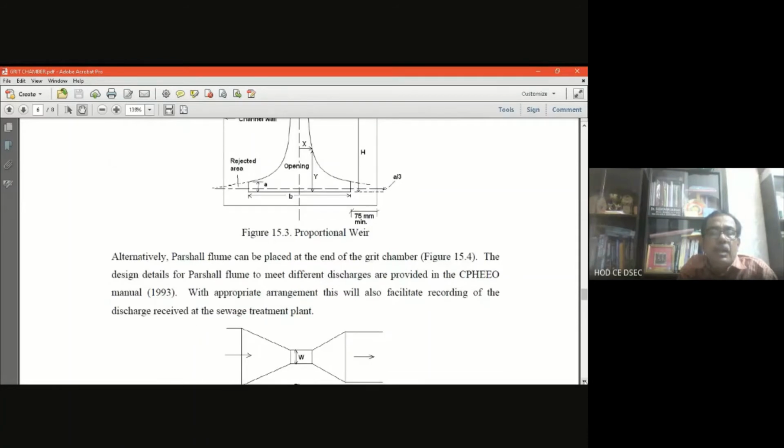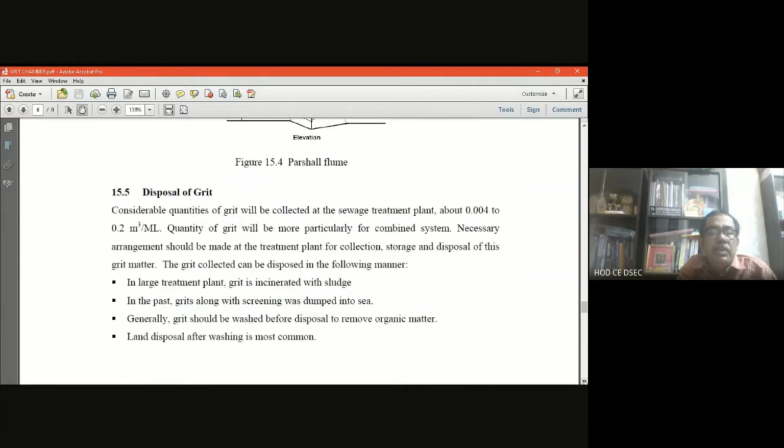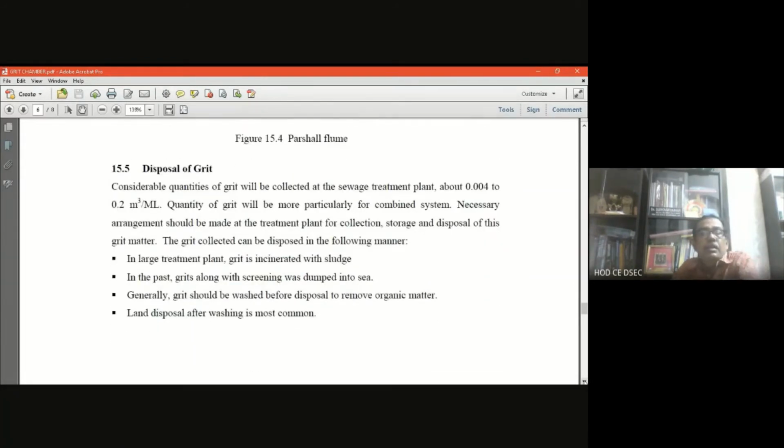Now, considerable quantities of grit will be collected at the sewage treatment plant, about 0.004 to 0.2 meter cube per ML. That means per million liters of water supply, 0.004 to 0.2 meter cube of grit is to be collected, and the quantity of grit will be more, particularly for a combined system.